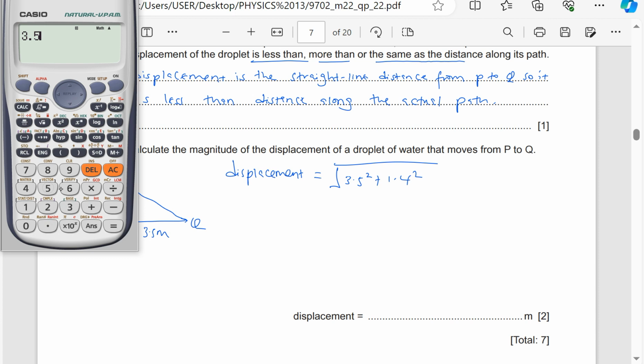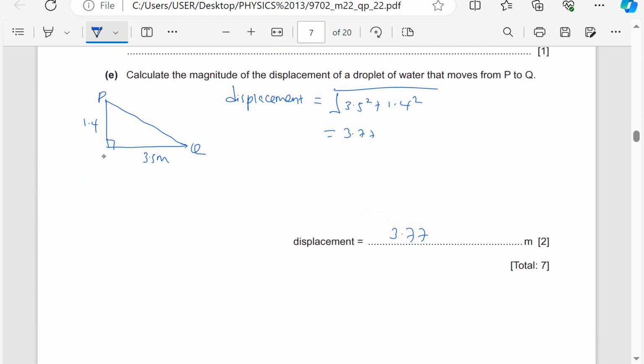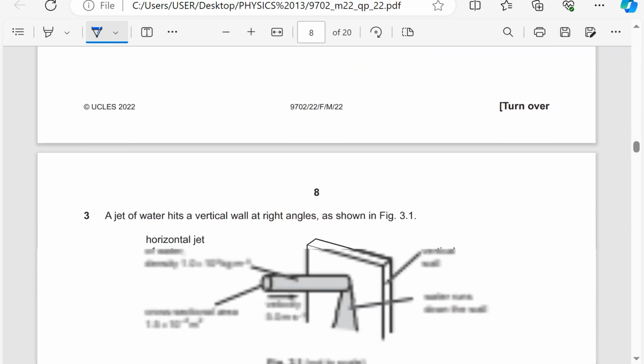So 3.5 squared plus 1.4 squared, which gives us, then I find the square root, which is 3.77, or approximately 3.8. I'll just leave 3.77 meters. Avoid writing answers which are not exact to less than two significant figures.